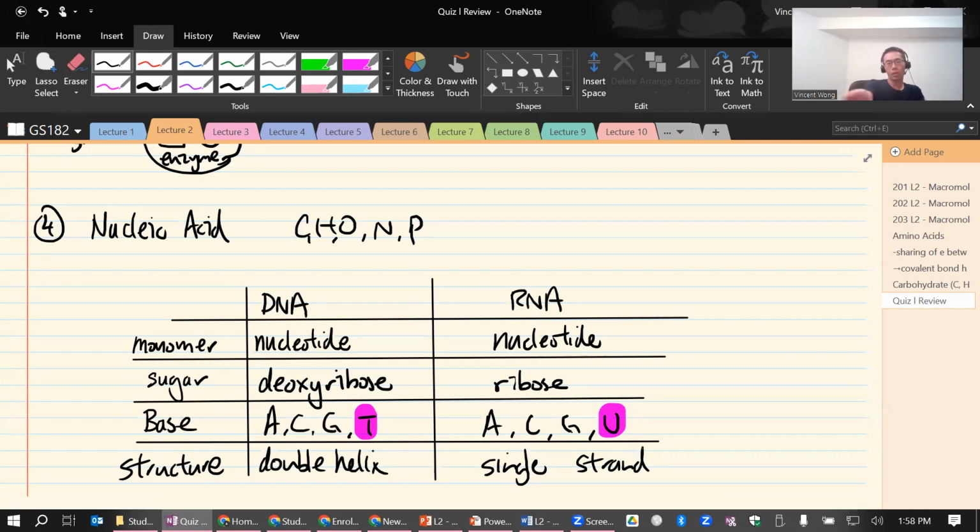So you can add to it after class. Write down the purines, the pyrimidines, the number of hydrogen bonds, pairing rules, and so on and so forth. Any other questions?